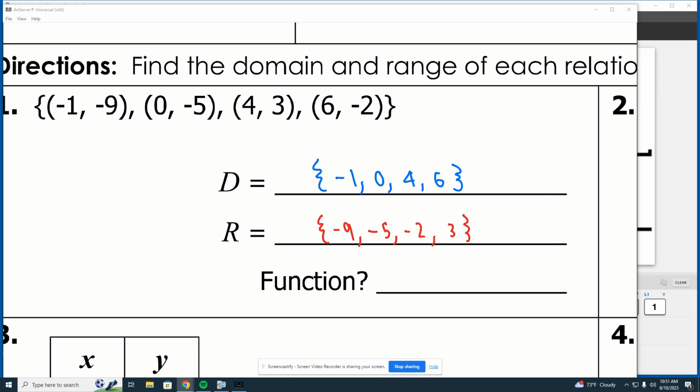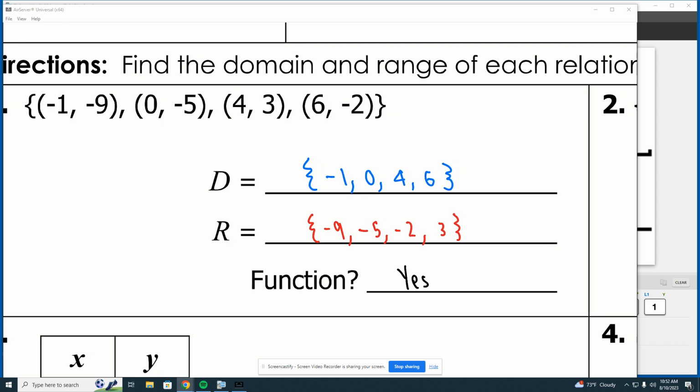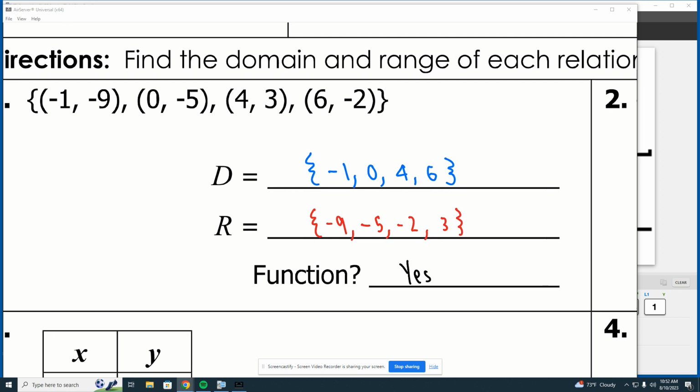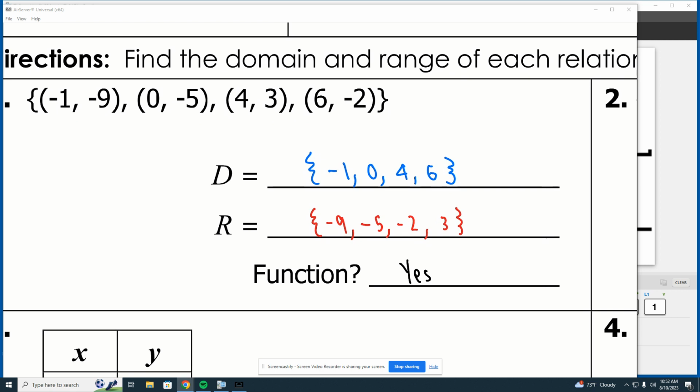Now, last question. Is this one a function? Are any x values repeated? That's all you got to ask. Do any x values get repeated? No. Then is it a function? Yes. If x is not repeated, it is a function. If x is repeated, it's not a function. Okay? Not repeated, function. Repeated, not a function.